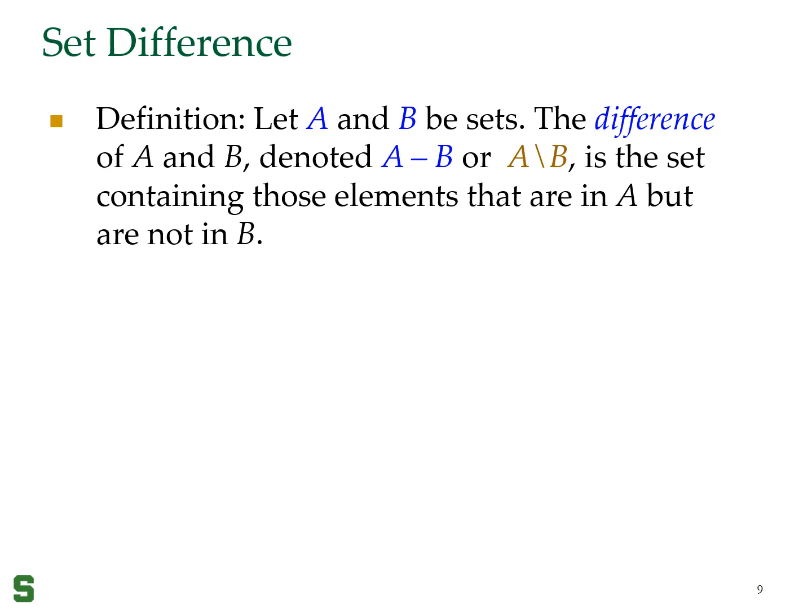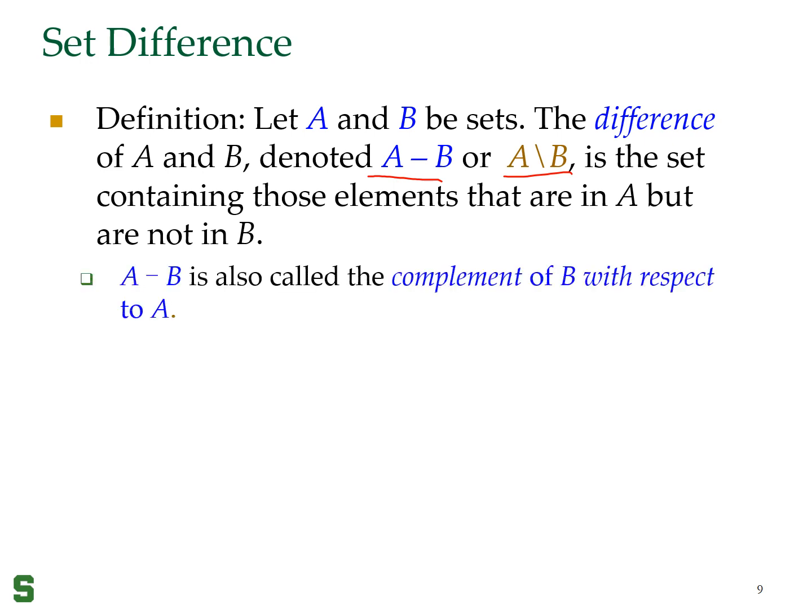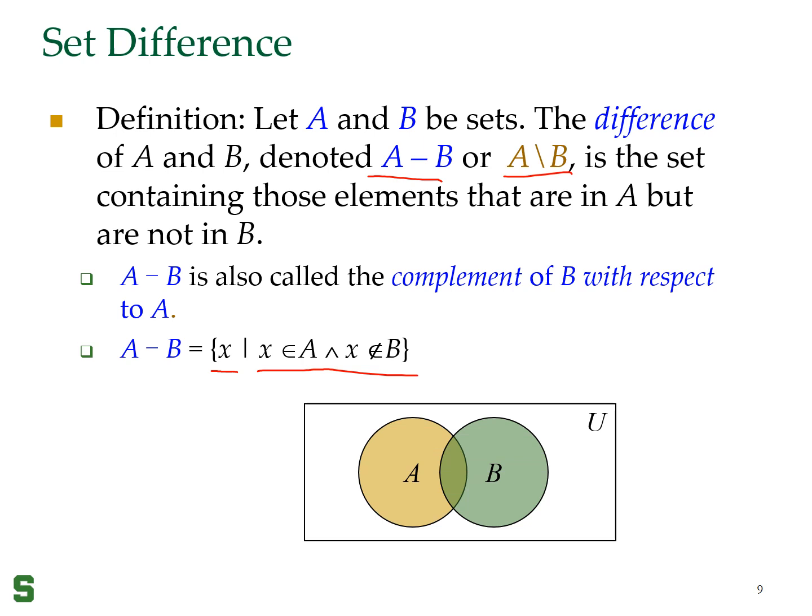A set difference is denoted by A minus B, or we write it sometimes as A backslash B, and is the set of elements that are in A but not in B. So A minus B is sometimes called the complement of B with respect to A. We can write it as a formula that says the set of elements X such that X is in A but X is not in B. And if I think of this in terms of a Venn diagram, it's basically whatever is inside this shape that is going to be A minus B.